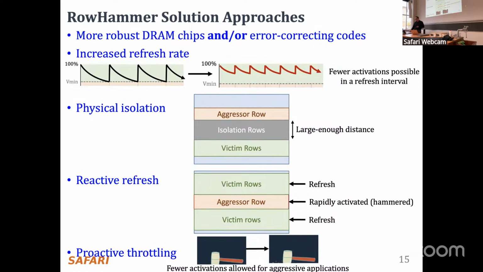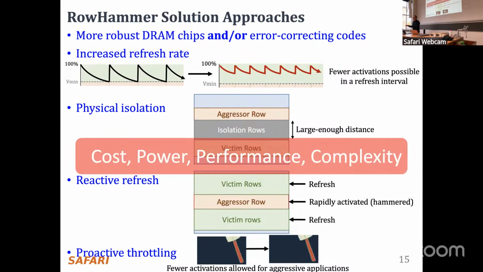Especially, we're going to talk about some of the solutions that are employed in the field, but we're also going to talk about proactive throttling, like BlockHammer, as I mentioned. But we did dismiss some of these top solutions over here because they're either very expensive or not even secure. Like physical isolation is very hard to make secure, for example, or you need to make it extremely expensive by separating rows from each other as much as possible.